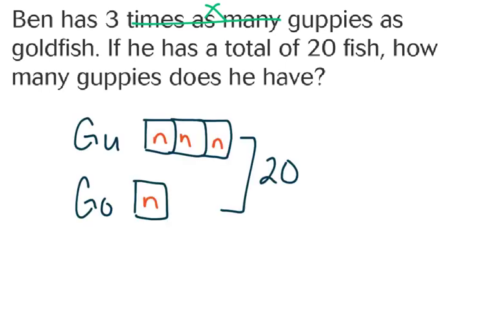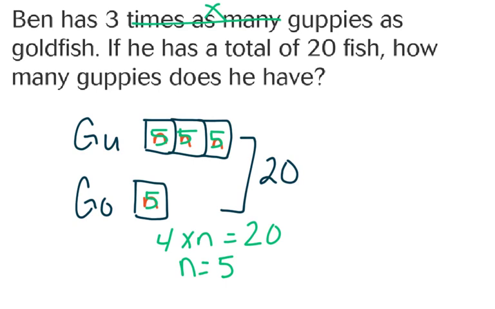Here's what your model should have looked like. You had 3 times as many GU for guppies than GO for goldfish. When I add all of my total n's up, I have 4. So 4 times n is equal to 20. And when I solve for my n, I get 5. I'm going to go into my model and replace all of my n's with 5.